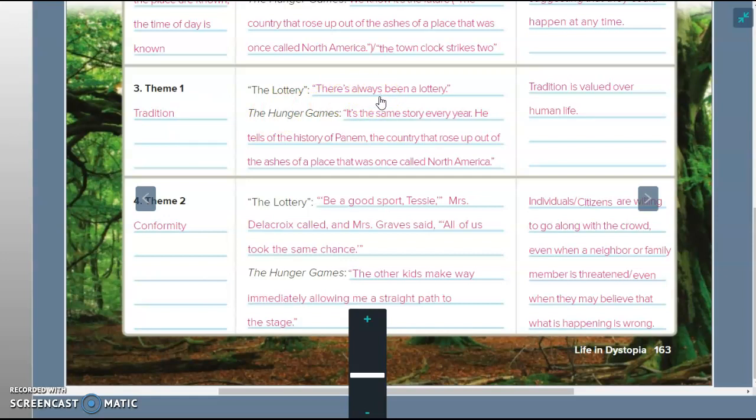Okay, then we've got in The Hunger Games, it's the same story every year. He tells of the history of Panem, the country that rose up out of the ashes of a place that was once called North America. Okay.